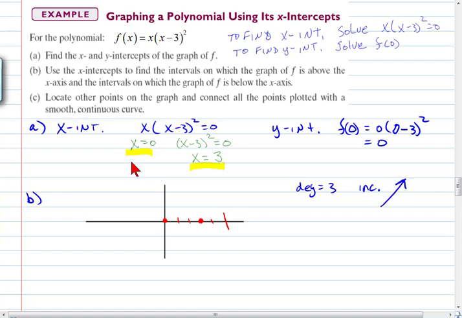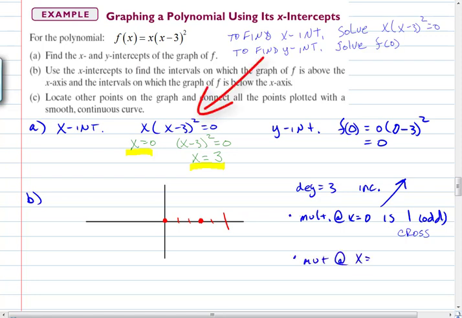The multiplicity at 0 is 1, so is the graph going to cross or touch at 0? The 1 is odd, and that means that this is going to cross. So the multiplicity then of the second root at x equals 3 is 2, and that is even. So this is going to touch. So the graph then has to have this shape where we are increasing, we cross at 0, come down and touch right there. That's not perfect, but it's close, just based on what we know right now.